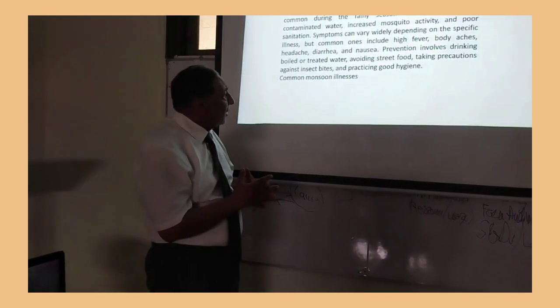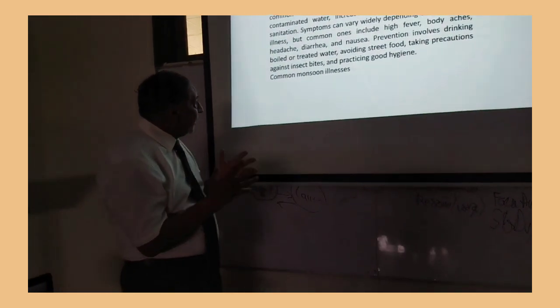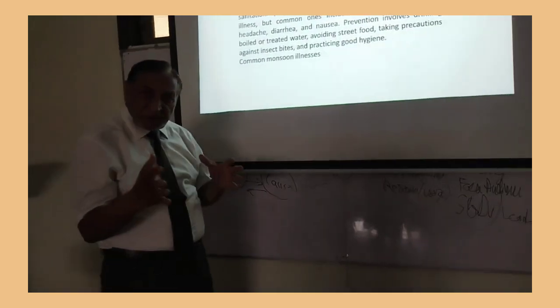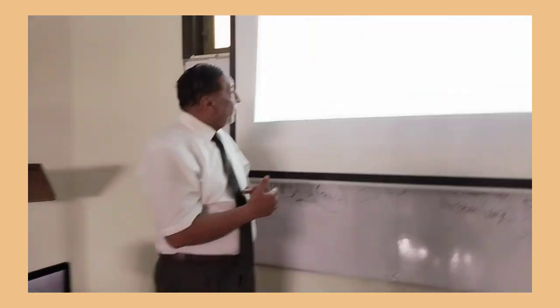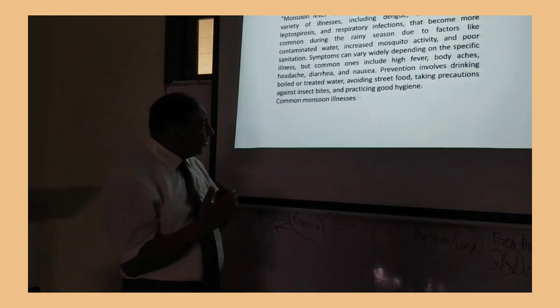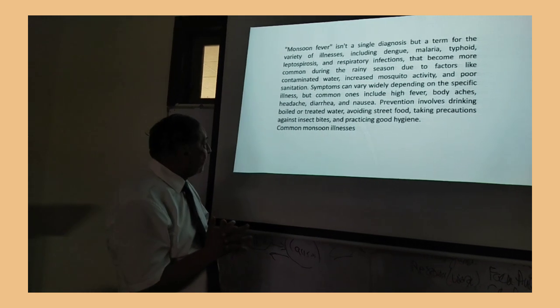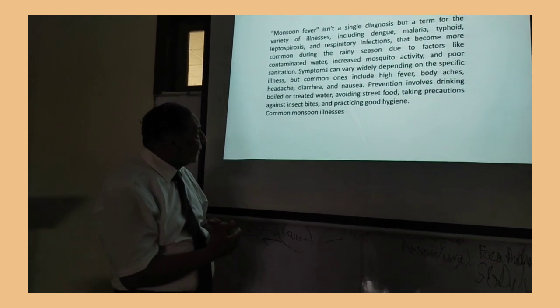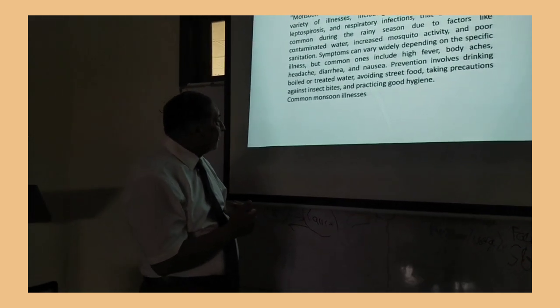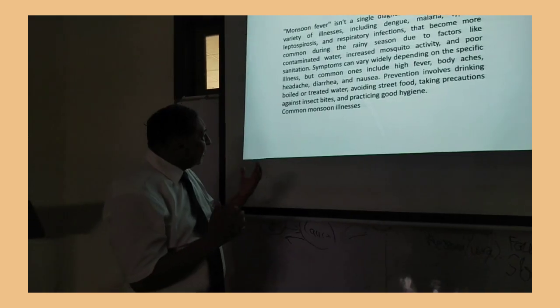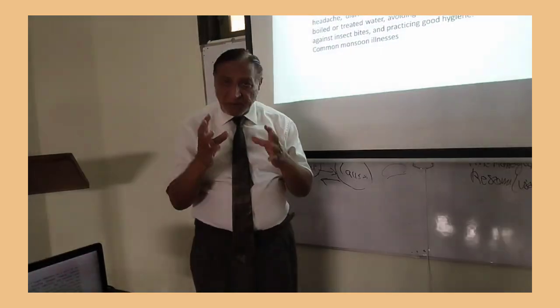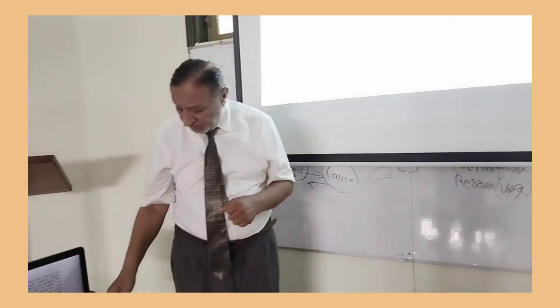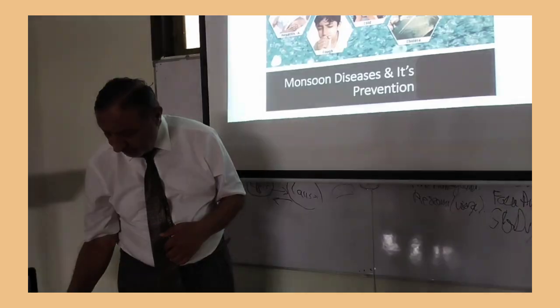So prevention involves drinking boiled or treated water. That is very important. Then we have avoiding street food, taking precautions against insect bites, and practicing good hygiene. So these are the common monsoon illnesses in brief at the start, but we will see them in detail also.